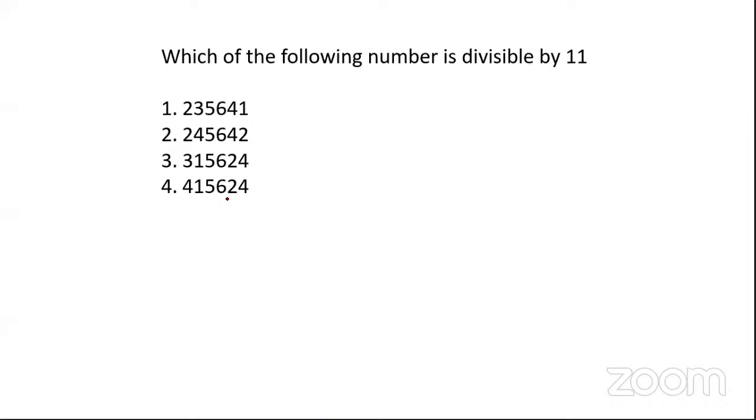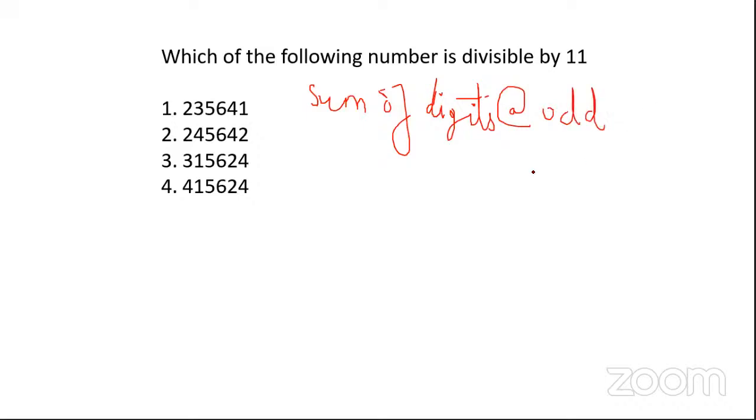So we have a shortcut for numbers divisible by 11. The shortcut is: sum of digits at odd places minus sum of digits at even places equal to 0 or 11.